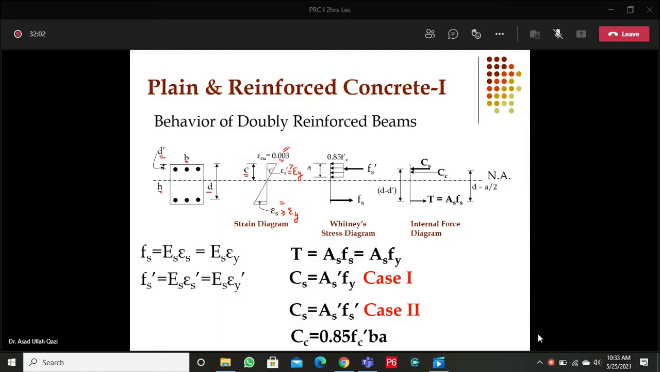Although steel bars are present in the compression side, by definition of balanced reinforced, the condition is simultaneous occurrence of the yielding and crushing in concrete. Even if it is doubly beam, we will call it a balanced reinforced doubly beam. If we have at ultimate the condition that when concrete crushed, steel was well above yield strain, and even the compression steel has yielded, we will call it a case one doubly beam, which is also mentioned here that compression force generated by steel will be As' into Fy.